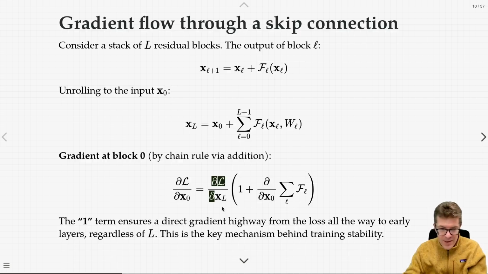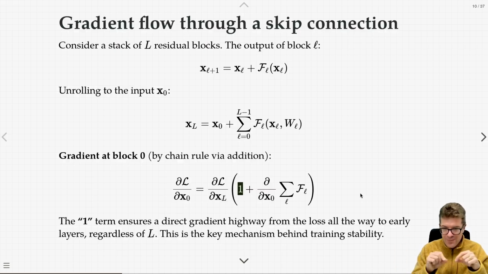Hope that all makes sense. So this is nothing really fancy at all with regards to calculus, but it's more or less a repeat of what we talked about before, except we have this residual connection now. This one term, this identity term, ensures we have a direct gradient highway, essentially, from the loss all the way back to the early layers, which is nice. We can skip over a bunch of other layers and push gradients backwards.